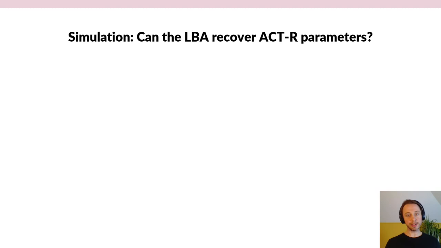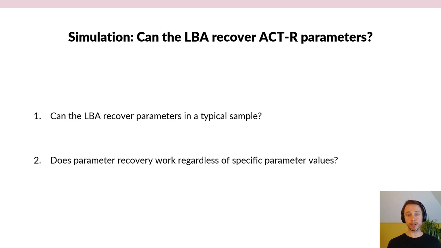Now, given the mapping between the parameters of ACT-R and those of the LBA, it should be possible to recover ACT-R memory parameters from response data using existing methods for fitting the LBA. So we performed a parameter recovery simulation with two questions in mind. Firstly, can the LBA indeed recover ACT-R memory parameters from a typical participant sample who complete a reasonable number of trials? And then secondly, does the parameter recovery work regardless of specific parameter values?